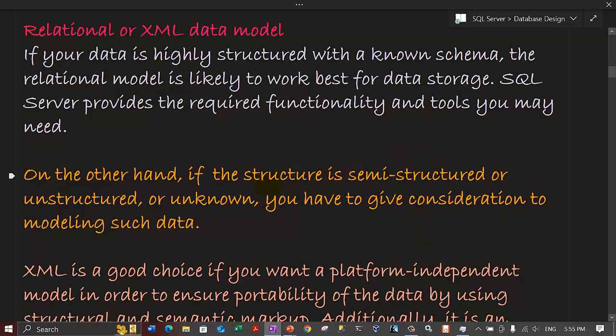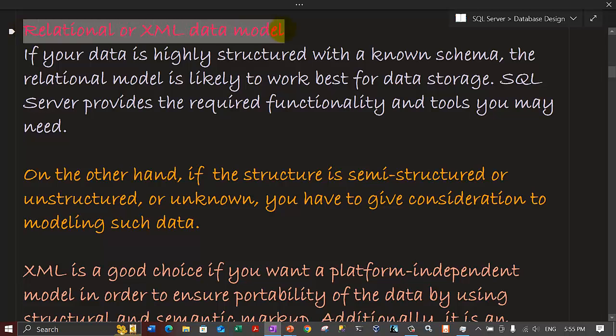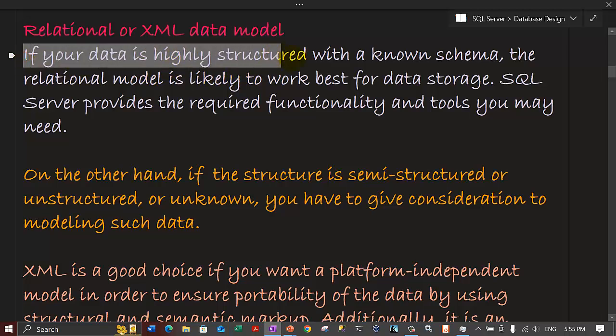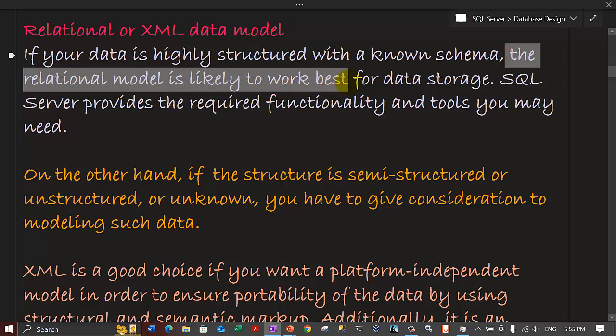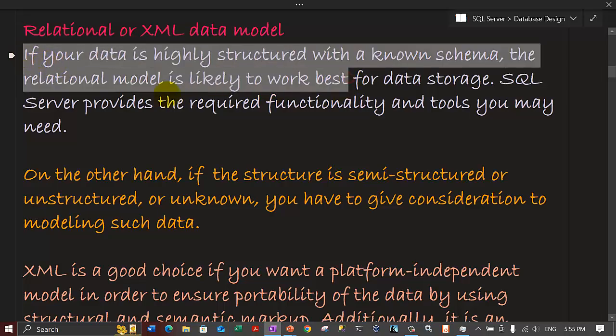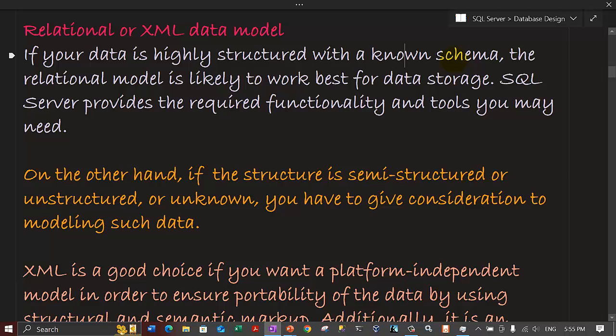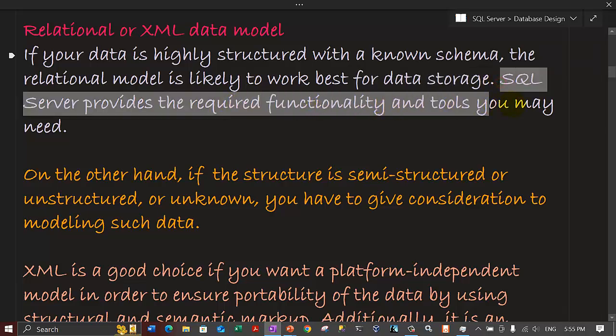So let me take you to notes directly and let's continue our discussion on relational or XML data model, which model to be used in which particular situation. We will discuss about that. Now if your data is highly structured with a known schema, so this is the first situation, when your data is highly structured, and that too with a known schema, the relational model is likely to work best. So this is one of the situations where relational model works best, where your data is highly structured and it's within a known schema. Then you should be using the relational model for data storage. And SQL Server provides the required functionality and tools you may need.